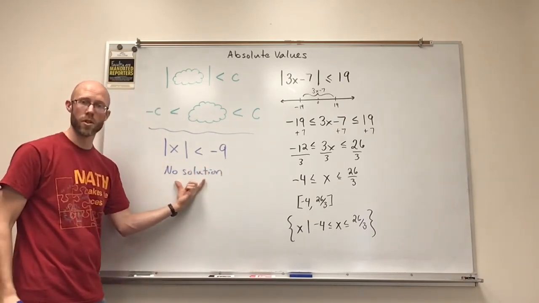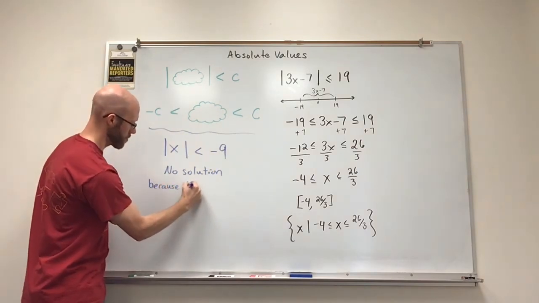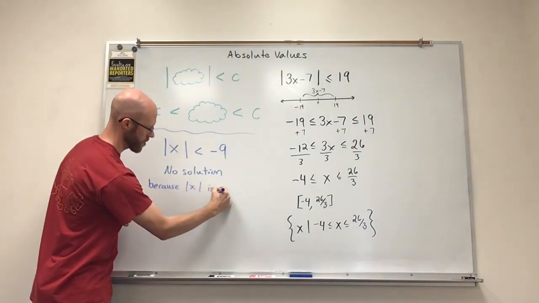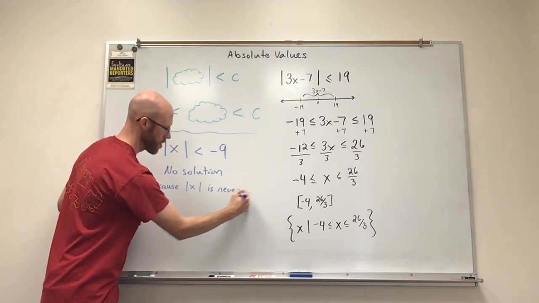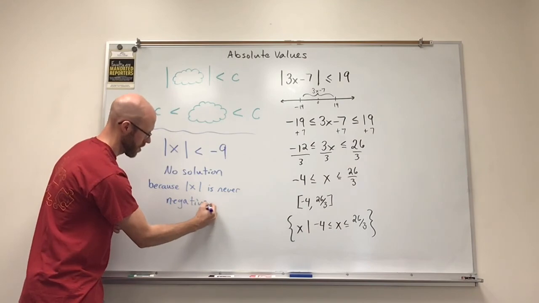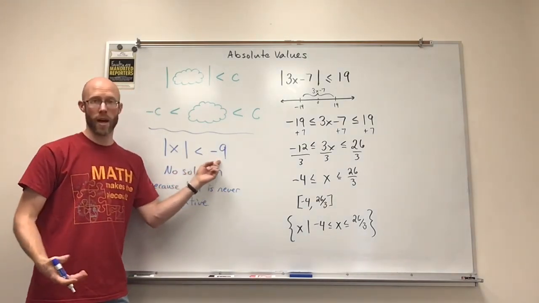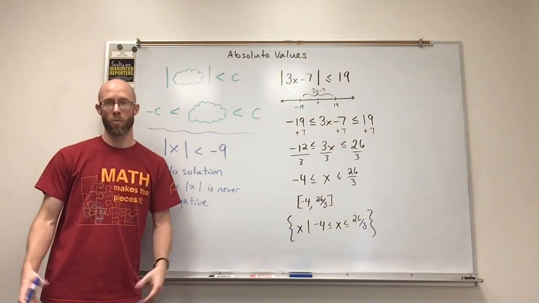There's no solution because absolute value of x is never negative. Okay, it's never negative. And the only numbers that can be less than negative 9 are other negative numbers. So that wouldn't work. Okay?